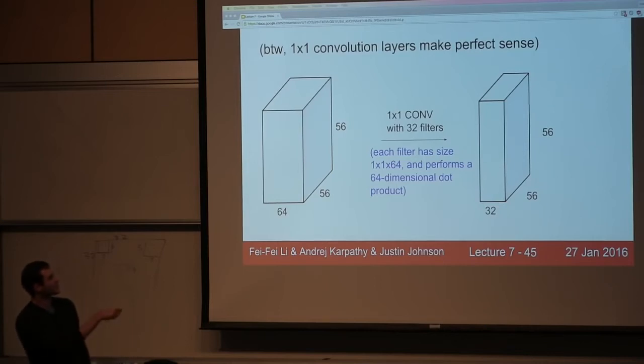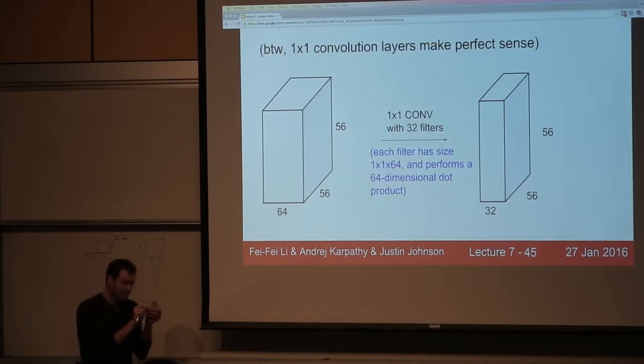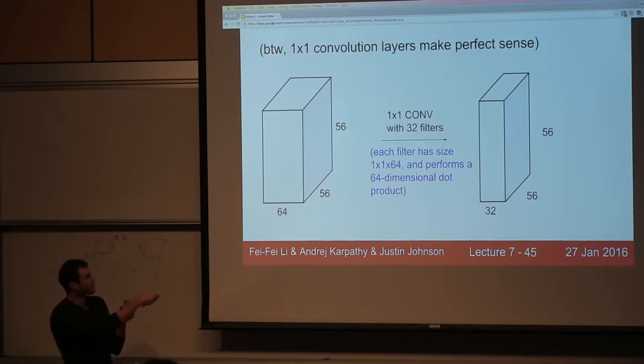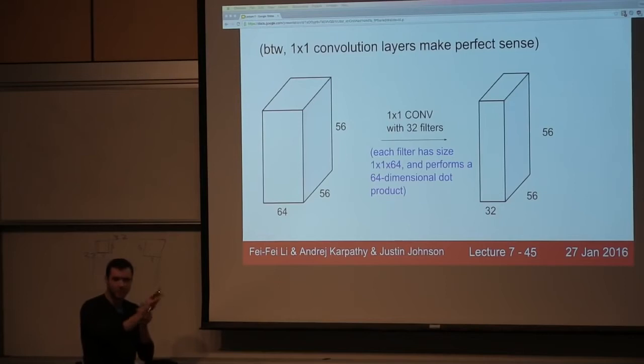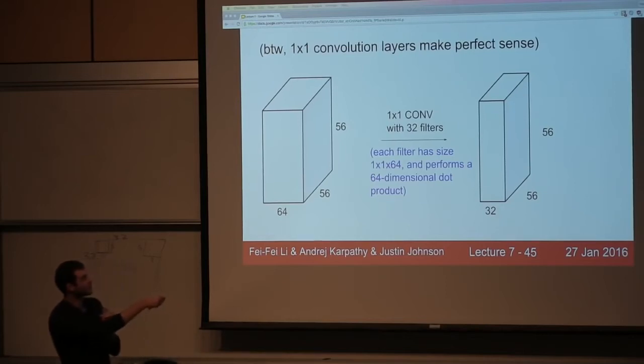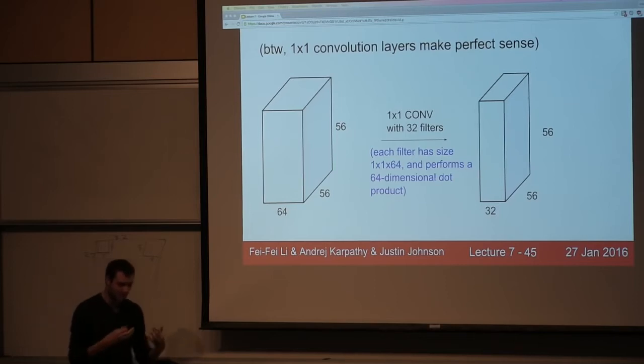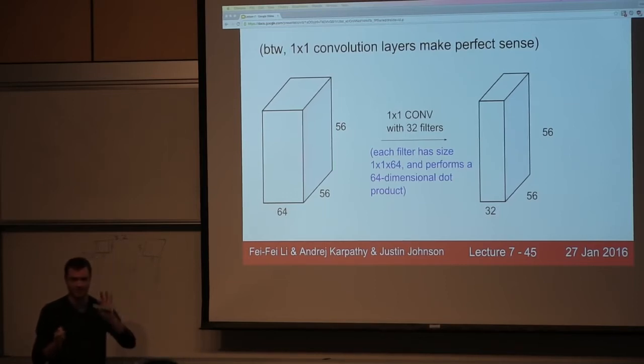The way to think about it is, suppose you're working with this example. A 56 by 56 by 64 volume coming in, and doing 1 by 1 conv with 32 filters would give you the same sized output, except 32 in depth now. Each filter is 1 by 1 spatially, but remember that we're doing these dot products through the full depth of the volume. So every filter here would actually be doing a 64-dimensional dot product, because these filters extend through the depth of the input volume.